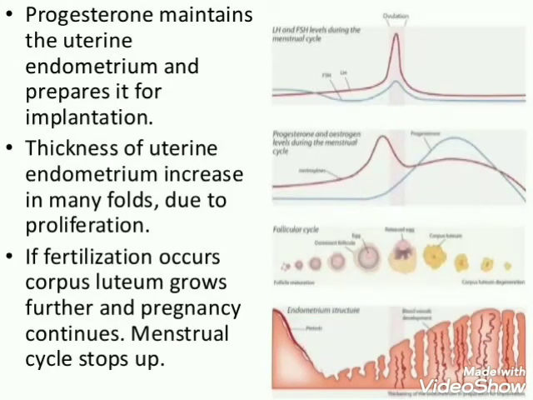At this stage, the uterine endometrium increases in thickness many folds due to the proliferation of the cells. Proliferation is the process in which the number or the area of the cells increases. If fertilization occurs at this stage, the corpus luteum grows further and pregnancy continues. As soon as pregnancy occurs in the female, the menstruation cycle stops.